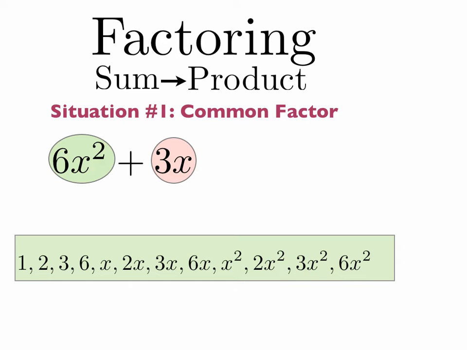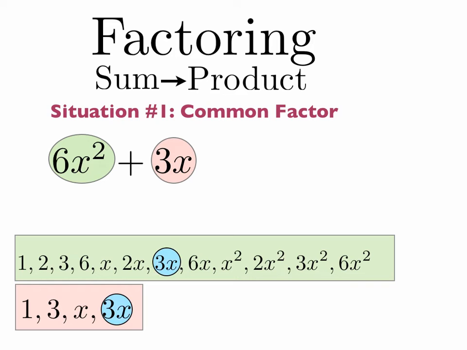So we have x, 2x, 3x, 6x, and x squared, 2x squared, 3x squared, and 6x squared. And 3x, we just have 1, 3, x, or 1x, and 3x. And it's easy to see that the greatest common factor is 3x. So how do we solve this?